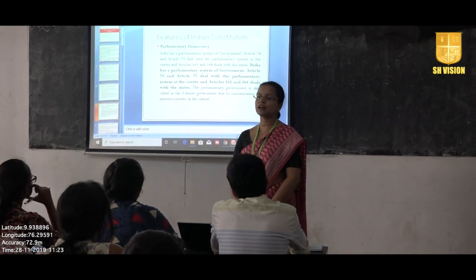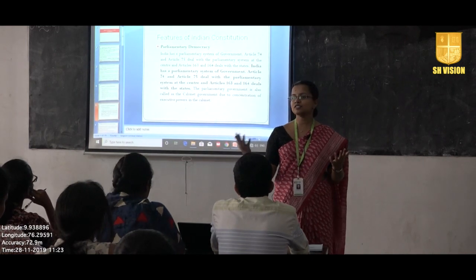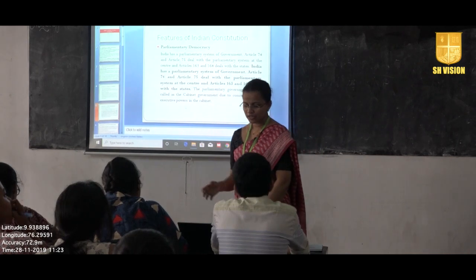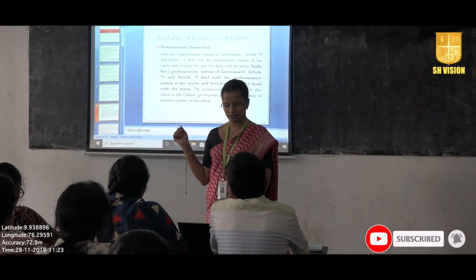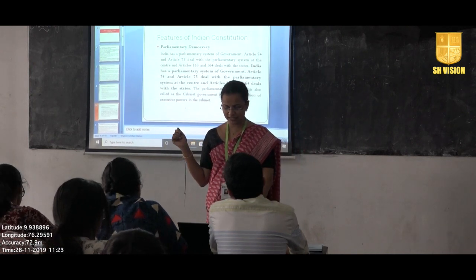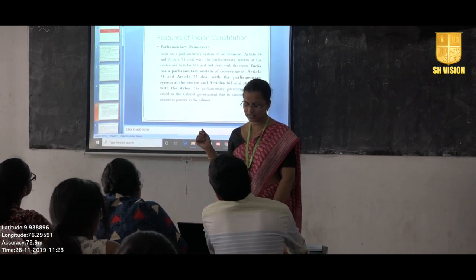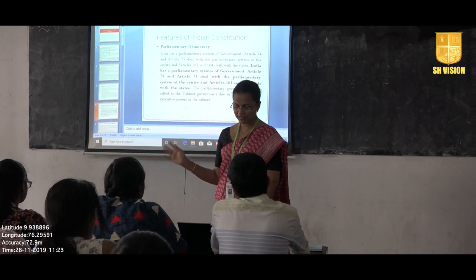Next up, in India, it's obvious, we have a democracy. All of us have democratic rights. All of you vote, don't you? Right? Now, in India, we have what is called a parliamentary democracy. Now, Article 74 and 75 deal with the parliamentary system at the center, and Articles 163 and 164 deal with the parliamentary system at the states.